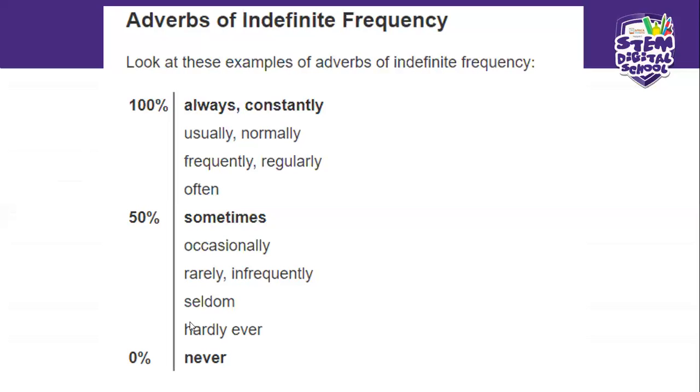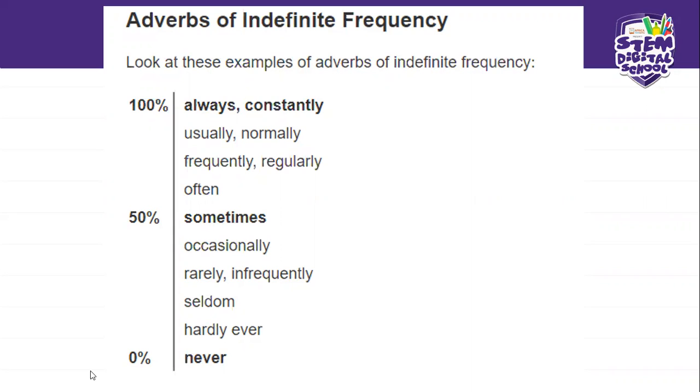Then as we go up, we have sometimes. Sometimes is like 50% of the time. So, for example, sometimes I sleep at 11, sometimes I sleep at 12. It means that in 2 days, I can sleep at 11 on one day and at 12 on the other day. So that's what sometimes really means.